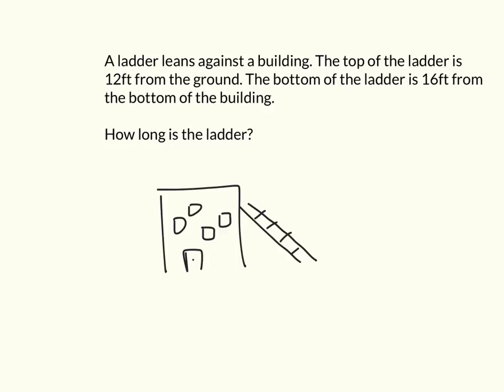And I read through my problem for context clues. Here's my first one. Top of the ladder is 12 feet from the ground. Here's the top of the ladder, and this section right here is 12 feet. 12 feet from the ground. Beautiful. Here's another context clue. The bottom of the ladder is 16 feet from the bottom of the building. Right there, bottom of the ladder, bottom of the building is 16 feet. 16 feet. And my last one, how long is the ladder?